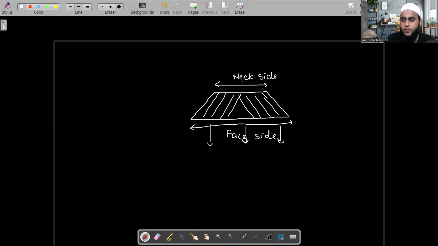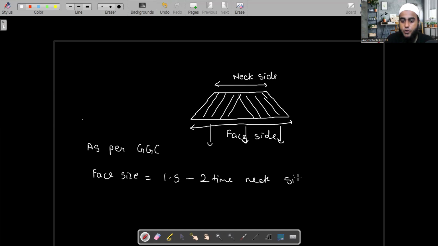Here, remember, the neck size you will get from the catalog or catalog software, but the face size will vary. As per GCC, meaning Gulf Cooperation Council, the face size of the diffuser should always be 1.5 to 2 times greater than the neck size. Let's say from the catalog, the diffuser size you have got is 300 mm by 300 mm. This is your neck size from the catalog.